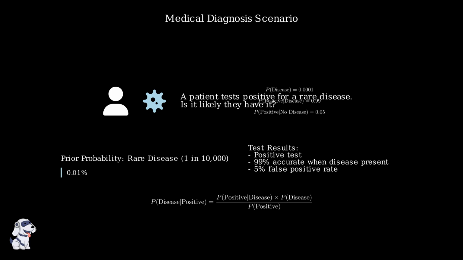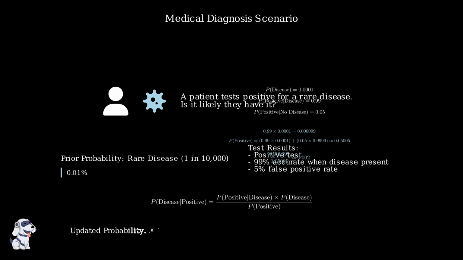Let's calculate. The prior probability is 0.0001. The test sensitivity is 0.99, and the false positive rate is 0.05. The total probability of a positive test is the probability of true positives plus false positives. Working through the numbers, the numerator is 0.99 times 0.001, which equals 0.000099. The denominator is the probability of positive results from diseased people plus positive results from healthy people.